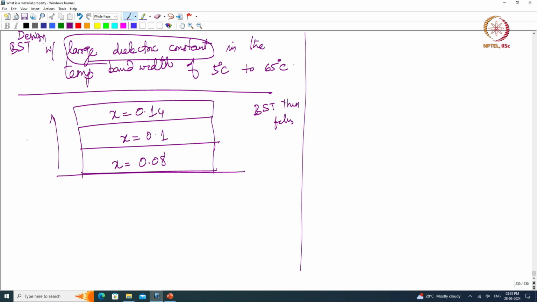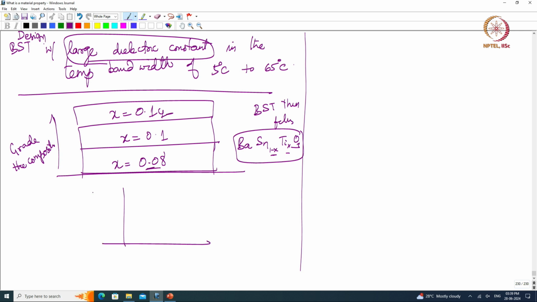So, I grade the composition, right. Now BST is barium strontium titanate, Ba(1-x)Sr(x)TiO3. Again, another perovskite material, but I am just grading the composition from 0.08 to 0.14. As a result, I am actually creating different materials.